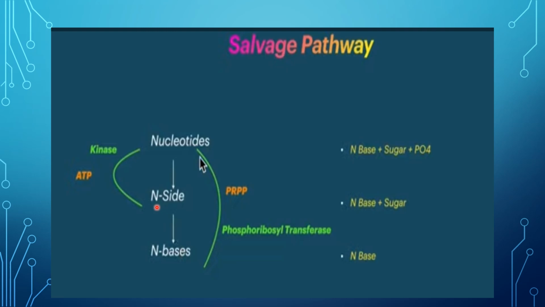Similarly, the nucleotides can also be synthesized from nucleosides. In these cases, ATP is the phosphate group donor, and with the help of the enzyme kinase, the ATP donates its phosphate group to the nucleoside and again the nucleotide is recycled or replenished.